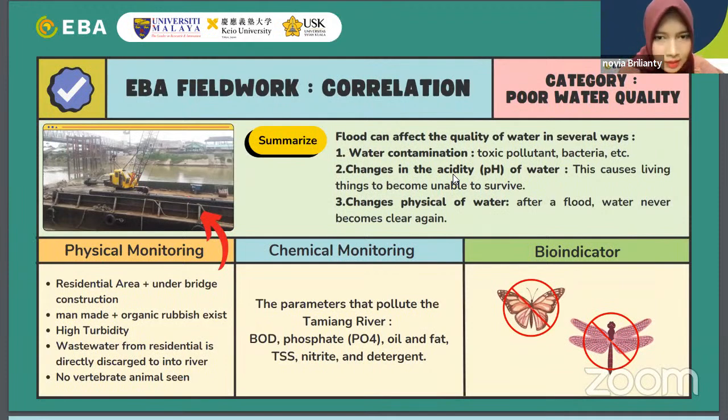My conclusion is that flood can affect the quality of water in several ways. The first one is water contamination. The second one is a change in the acidity, the pH level of the water. This causes living things to become unable to survive. And the last one is a change in the physical properties of the water. After a flood, the water never becomes clear again. I think that's it. And last but not least, let's keep our environment clean.